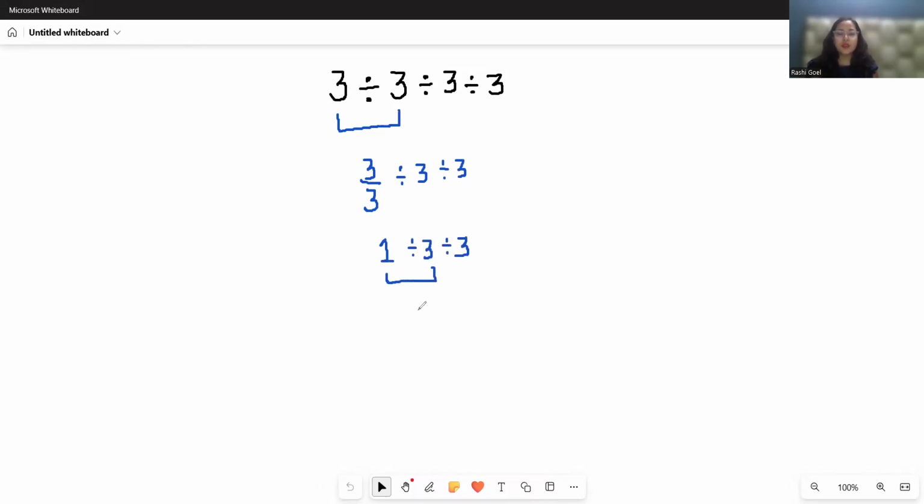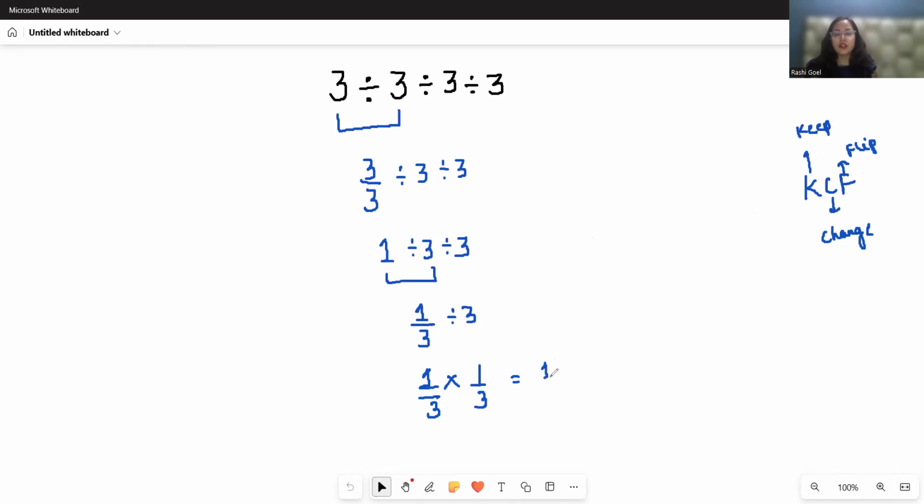So again I'm taking two terms together. So 1 divided by 3, divided by 3. Now here I am going to use the KCF rule, where K stands for keep, C stands for change, F stands for flip. That means keep the left hand digit, change the symbol and flip the right hand digit. So this gives us 1 by 9. So this is the correct solution of this.